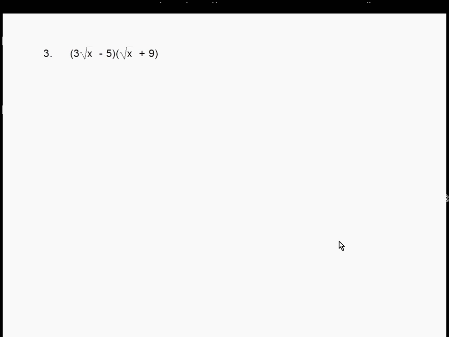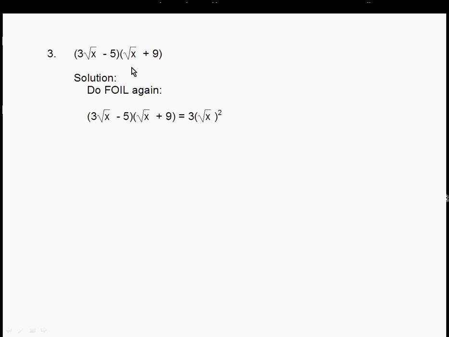Number 3, 3 square root of x minus 5 times square root of x plus 9. So if we do FOIL, I'll have 3 square root of x squared. When I do my outer, plus 27 square root of x. My inner, minus 5 square root of x. And my last, I get negative 45.